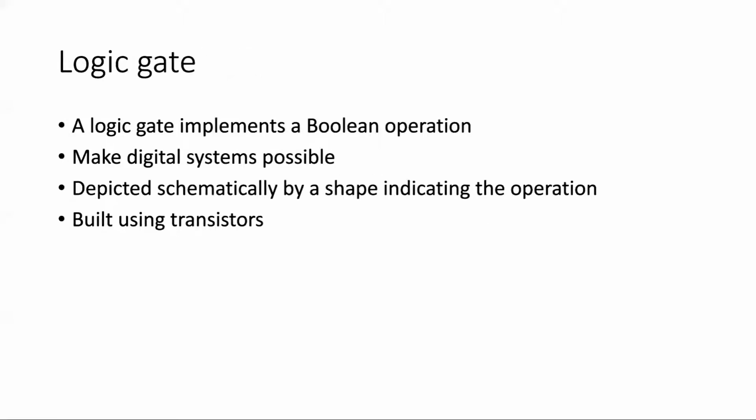A logic gate is a building block of Boolean algebra. A logic gate basically implements a Boolean operation such as AND, OR, XOR, etc. These logic gates make digital systems possible. Each logic gate, as we will see in the coming slides, has a logic symbol, which is used universally to identify the gate. And inside the logic gate, there are actually one or more transistors that build that gate.